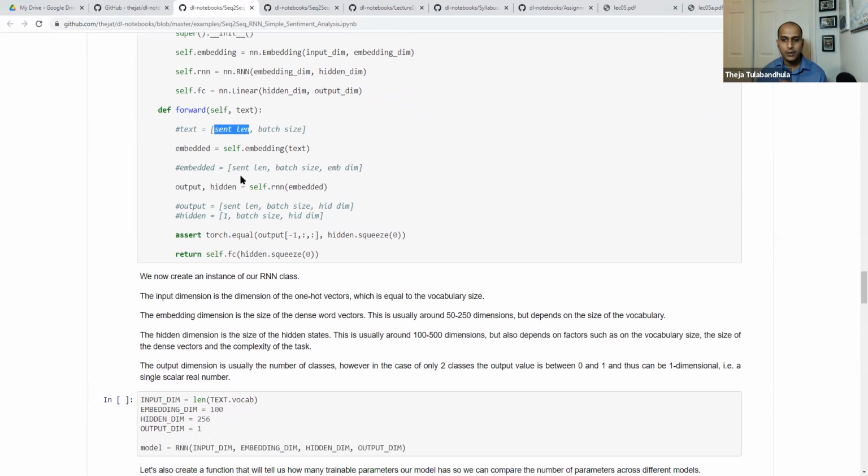Okay, so first you get the embedding. So you get the embedded vector, the vector representation for each word in your text or each character in your text. Because of that, you get an extra dimension. So this sentence length, right? Say there are 4 words.